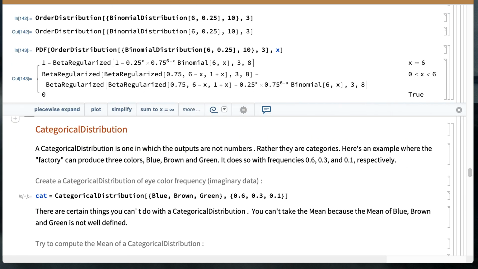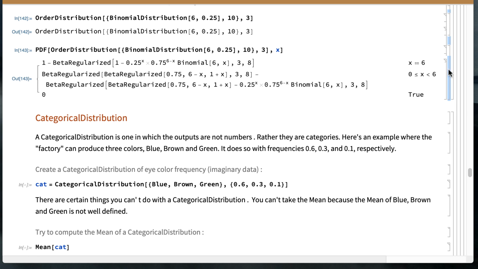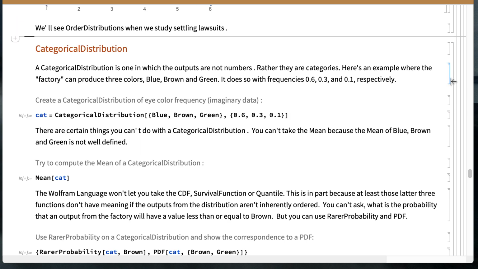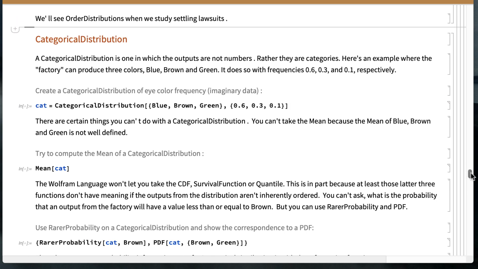Okay, let's get rid of this and move on to categorical distributions. Categorical distributions are ones in which the outputs are not numbers, rather they're categories. So imagine a factory that can produce 3 colors, blue, brown, and green, and it does so with frequencies 0.6, 0.3, and 0.1 respectively. Here's how we could write it. Categorical distribution. Here are the possible factory outputs. Here's the probability of any particular output.